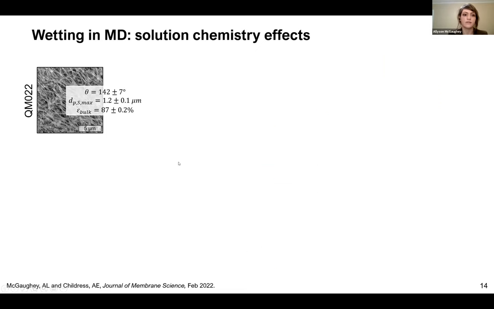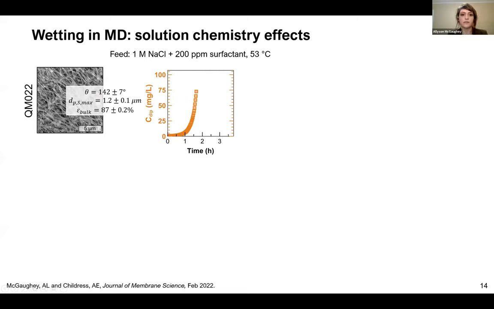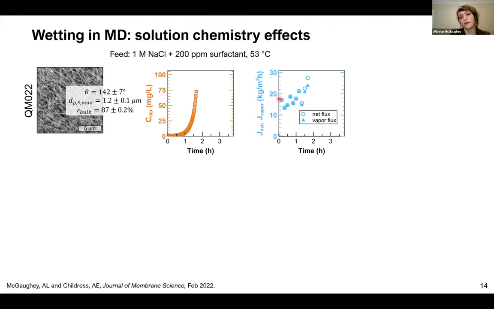Okay, so we also looked at some different solution chemistry effects. So here is a third commercial PTFE membrane, and it again has a similar contact angle, similar bulk porosity, but an intermediate pore size. And this top row shows performance with a surfactant-containing feed solution. So we saw that CDP began to increase pretty early on and increased rapidly. We see that net and vapor flux initially are very similar. They overlap, but at longer operating times, vapor flux is slightly lower than net flux, suggesting that more pores were wetted. And then if we look at liquid flux, we now see that liquid flux increases over time.